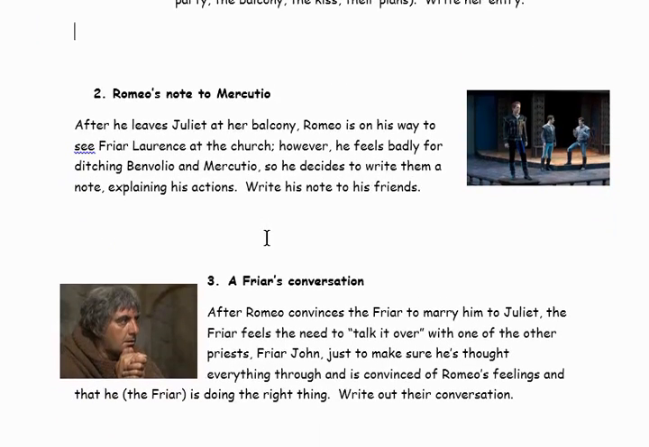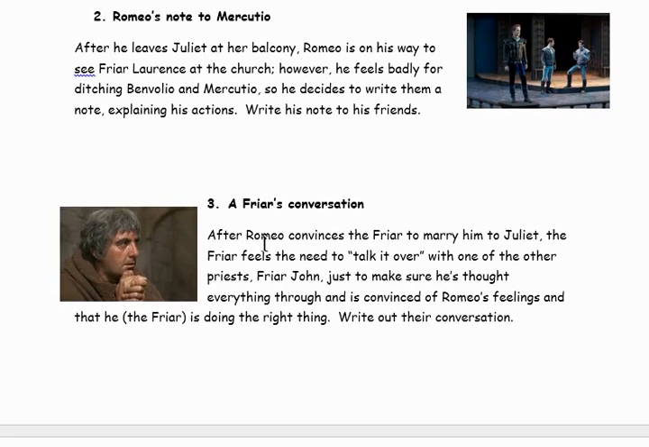Number 2, girls, you're going to have to put on your male voices. Boys, you can shed those long locks and you can be men again. After he leaves Juliet at her balcony, Romeo is on his way to see Friar Lawrence at the church. However, he feels badly for ditching Benvolio and Mercutio, so he decides to write them a note explaining his actions. You're going to write his note to his friends. Okay? He ditches them, remember, for most of the evening and doesn't come back till the early morning. What is Romeo thinking? Step into his shoes, become his perspective. That is number 2. And you can write these answers, guys, right under, in the space provided here.